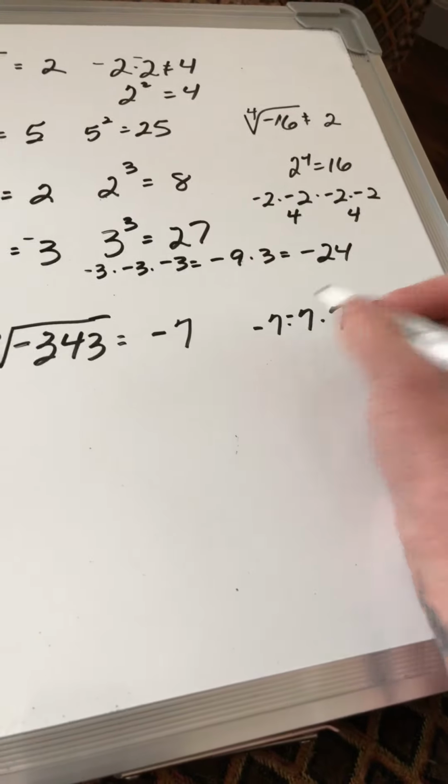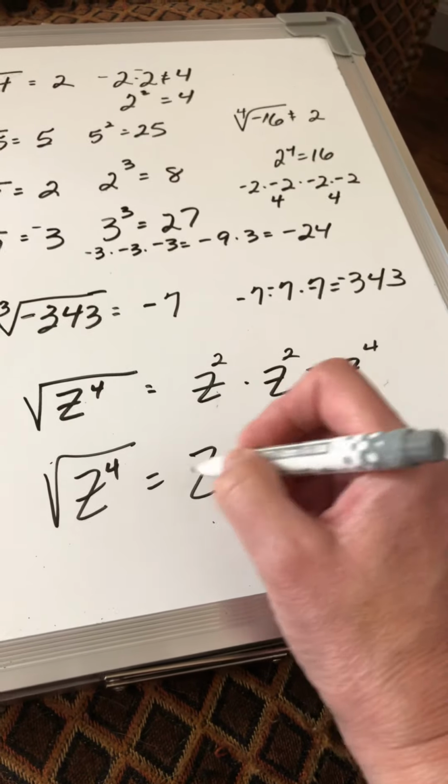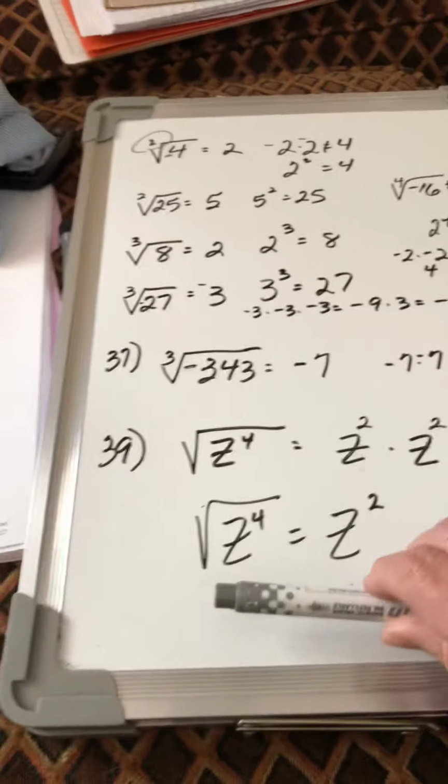39. The square root of z to the fourth. Well, let's do some guessing and checking here. We know we got to have a z in there. Let's see if 2 z's is enough. No, this needs to be to the fourth power. So let's go back and just up the game a little bit. Oh, there we go. Okay, so the square root of z to the fourth power is absolutely z to the second power. So there's your test 4 review.